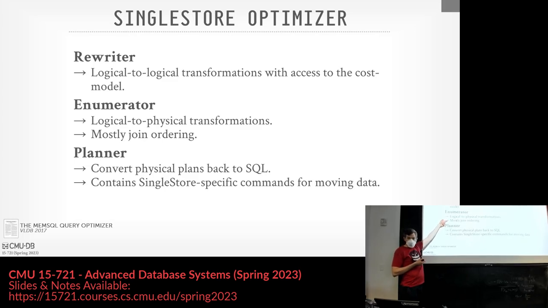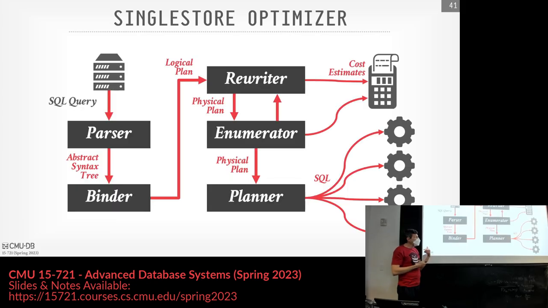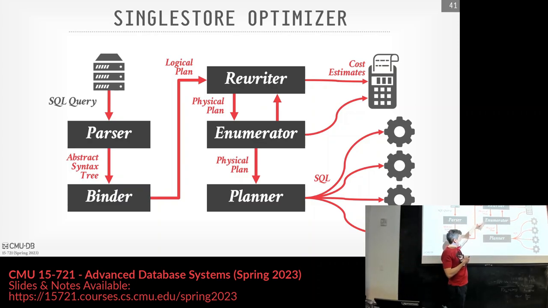After they get the physical plans out of the enumerator, they convert those physical plans back into SQL. Then they send the SQL queries to the executor nodes, who do all this stuff all over again: parse it, plan it, and optimize it. So it looks like this: a SQL query shows up, parser, binder, rewriter, physical plan, and then you send the SQL query to the different execution nodes, who go through all these same steps again.